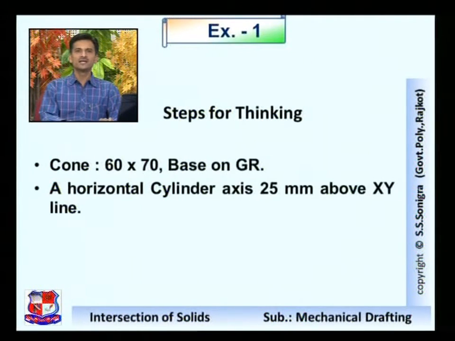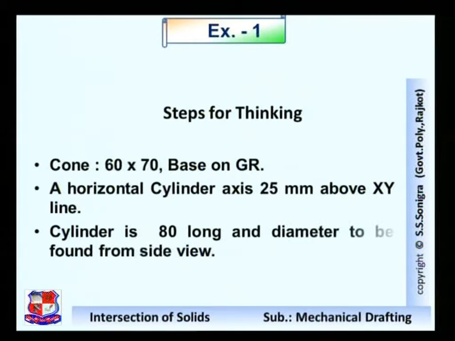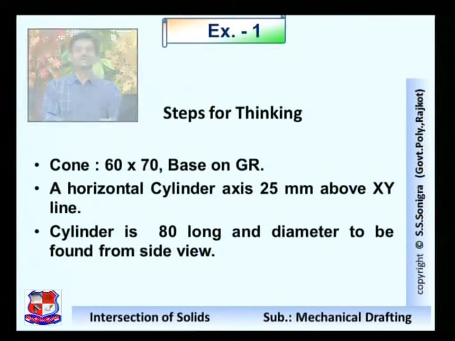A horizontal cylinder axis 25 mm above XY line is given. So after drawing the cone of given dimension, we have to locate the axis of the horizontal cylinder, which is 25 mm above XY line. It is given in the data. The cylinder is 80 mm long and the diameter is to be found from the side view.